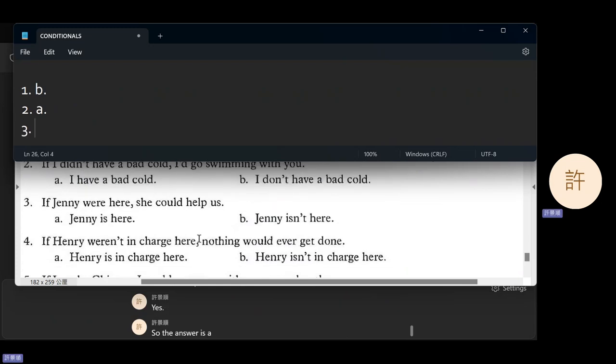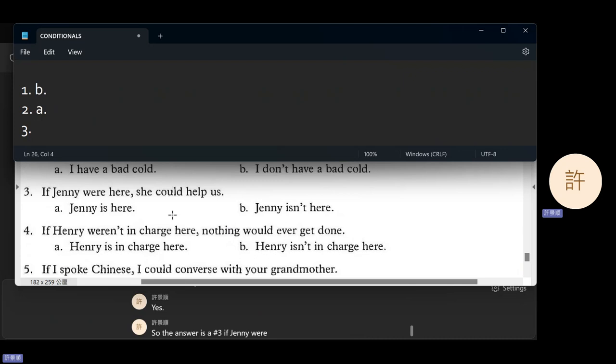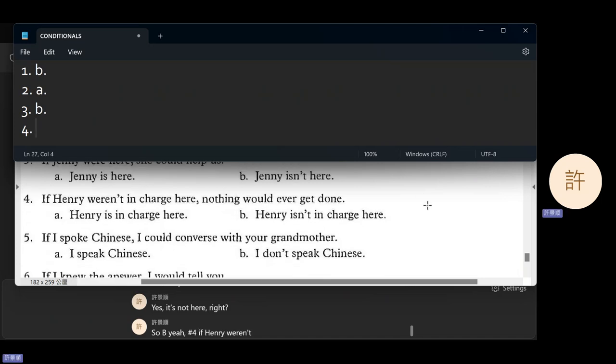Number three, if Jenny were here, she could help us. So is Jenny here now? No. Sorry. Yes, she is not here. Right. So B. Number four, if Henry weren't in charge here, nothing would ever get done. So is Henry in charge here? Yes. Henry is in charge here.